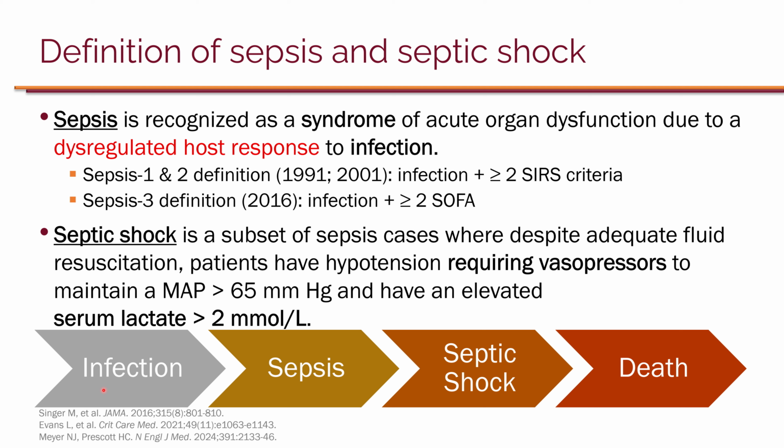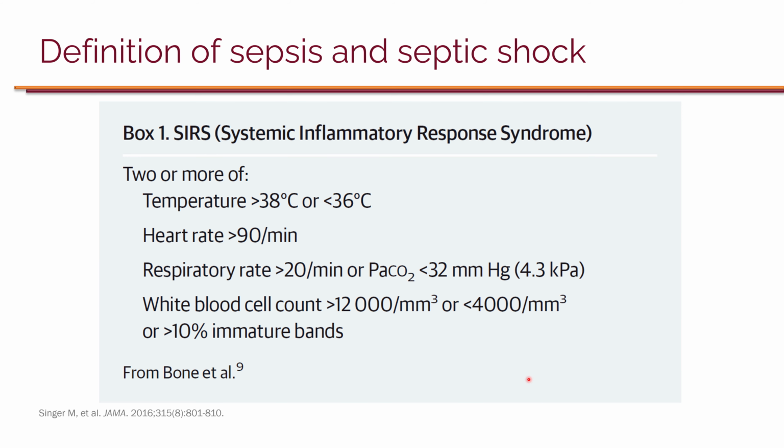So essentially, you can think of someone who develops infection, but first of all, not everyone with infection will develop sepsis. A subset of people with infection will develop sepsis, and not everyone with sepsis will develop septic shock, but a subset of people with sepsis will develop septic shock. At this point, people with septic shock are in critical illness, and that can lead to death. So a large number of patients with septic shock essentially die despite adequate treatment.